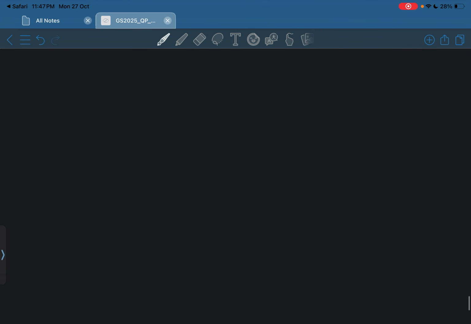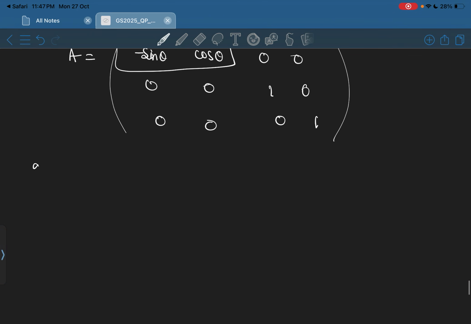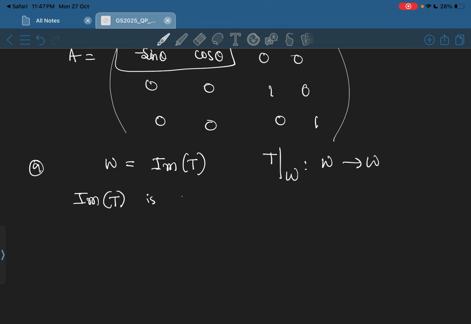Okay. W equals the image of T, and then we have to define T restricted to W, from W to W. Why? Because the image of T is T invariant. Since the image of T is T invariant, you can define the restriction operator. Now it is asking that the trace of this operator and the trace of T must be the same. So it's a very basic thing.